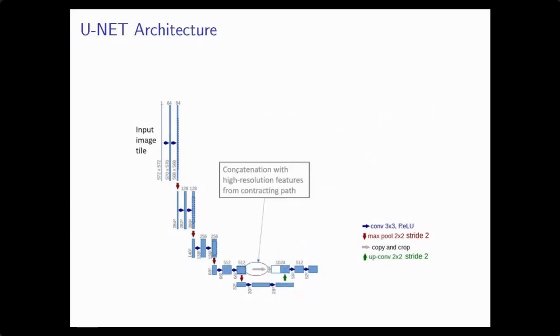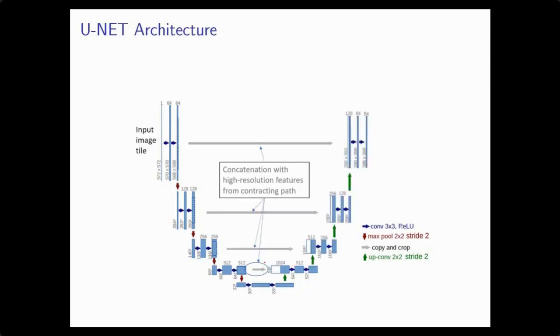Here we are concatenating with high-resolution features from the contracting path. This is the contracting path. With the corresponding path, I am taking a corresponding copy and concatenating it with the upsampling process, followed by two convolution operations. This is the only thing we perform to get where the information is, and this step is now repeated.